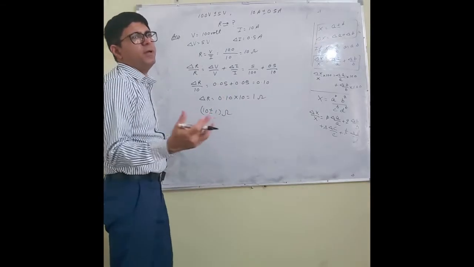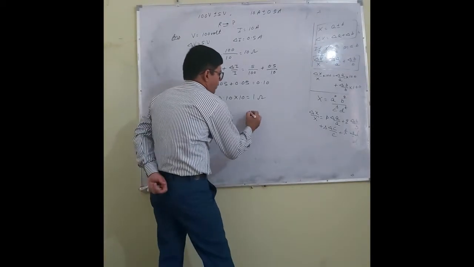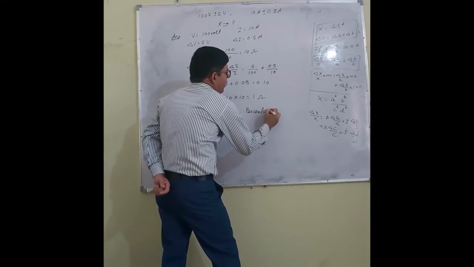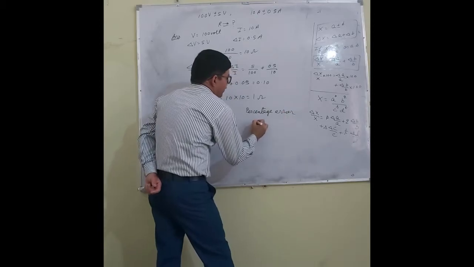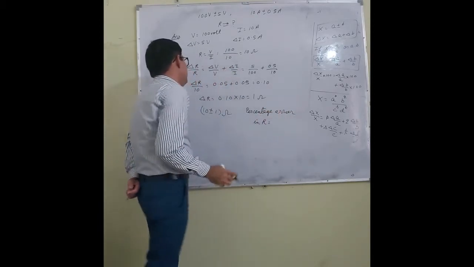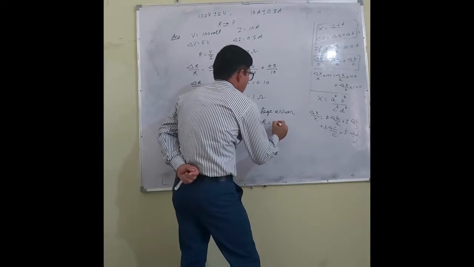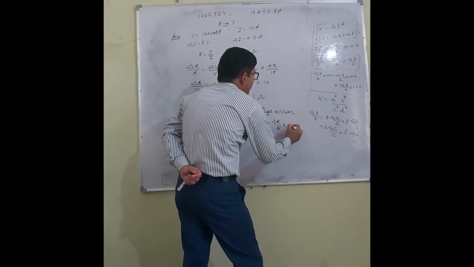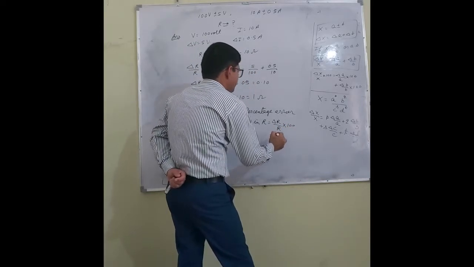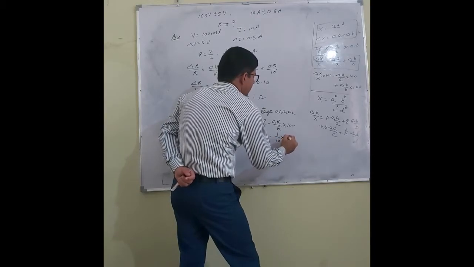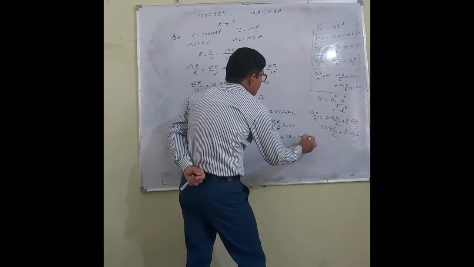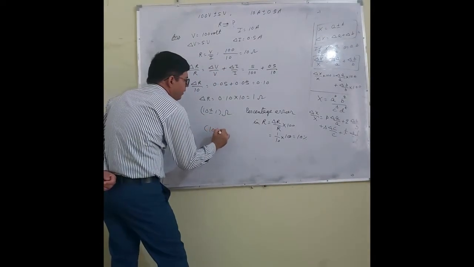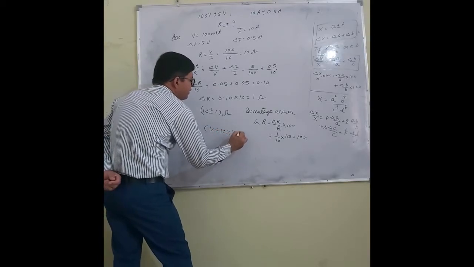If I ask what is the percentage error in R? Percentage error in R equals absolute error upon true value multiplied by 100. Absolute error is 1, R is 10, multiplied by 100, so this is 10%. So I can write 10 plus minus 1 or I can write 10 plus minus 10%, right?